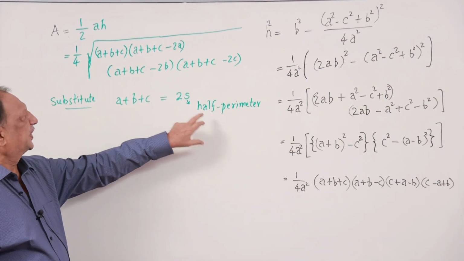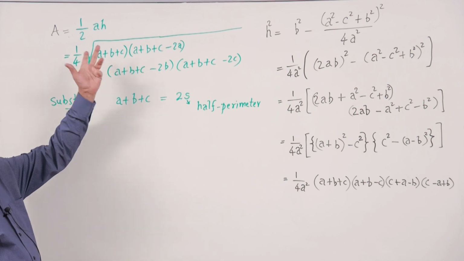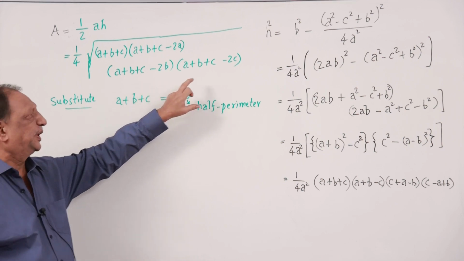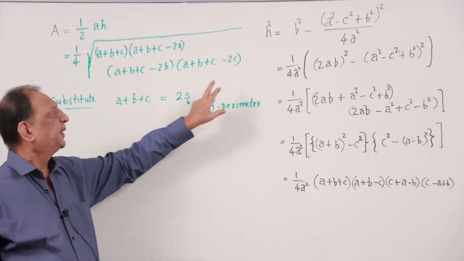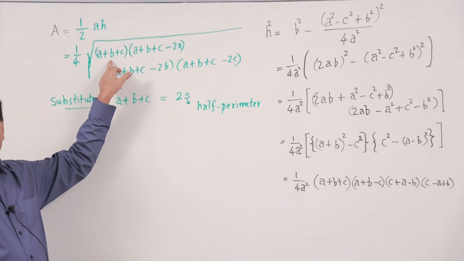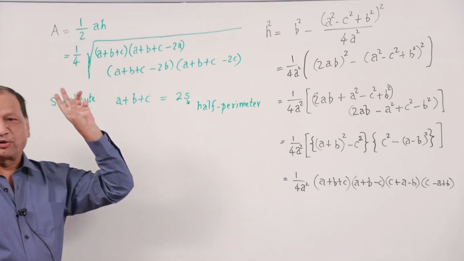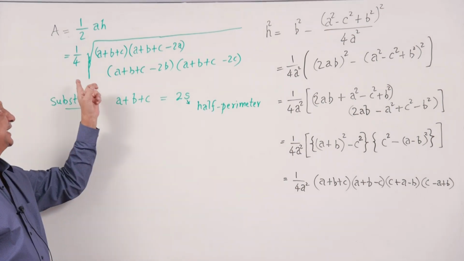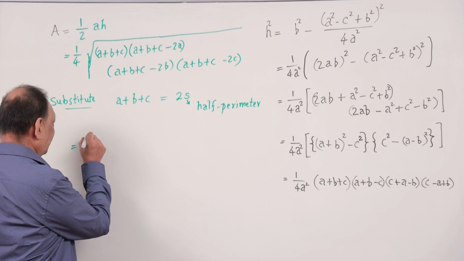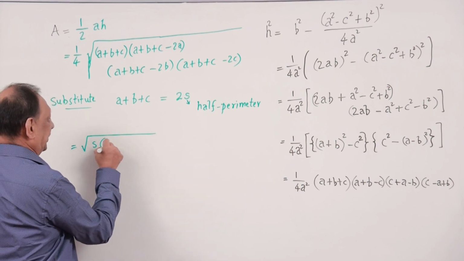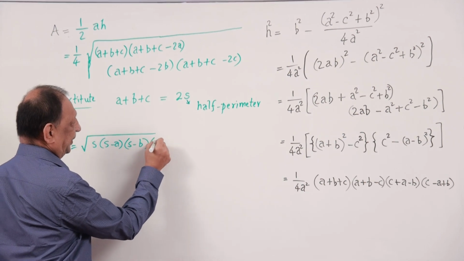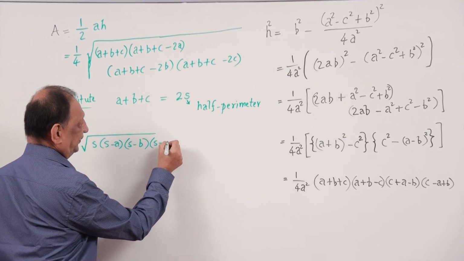When we make the substitution, I'll get a plus b plus c, which is 2s, multiplied by 2s minus 2a, multiplied by 2s minus 2b, multiplied by 2s minus 2c. We take the 3 2s as common factors outside. There is a fourth 2 here. So all the 4 will come out of the square root as 4 only. They will even cancel that other 4. So I will be left with square root of s multiplied by s minus a multiplied by s minus b multiplied by s minus c.